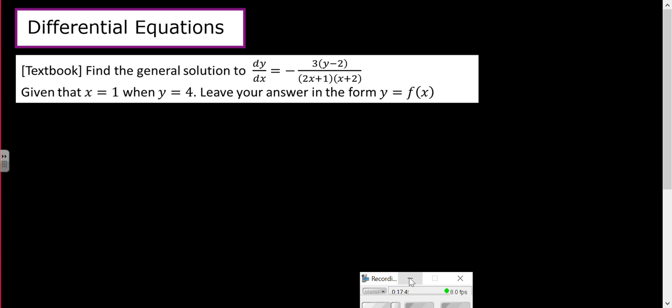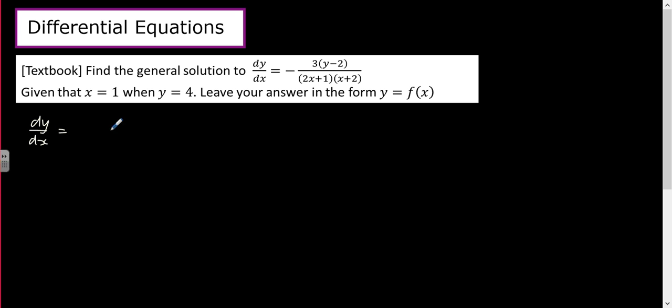Okay, so I'll start talking through this one. Again, just put me on mute if you just want to work through it and watch my working appear as if by magic, but I'll just talk through. So same as ever, okay? We're going to start by separating our variables. Minus 3 over 2x plus 1 times x plus 2. So step 1, separate.